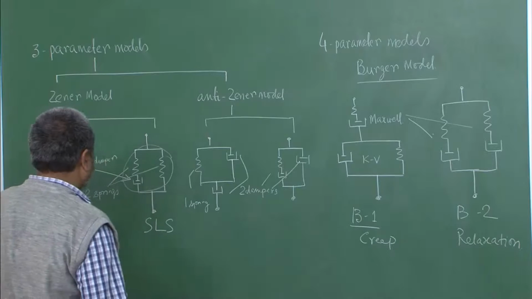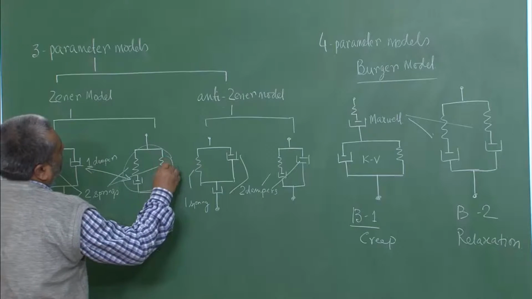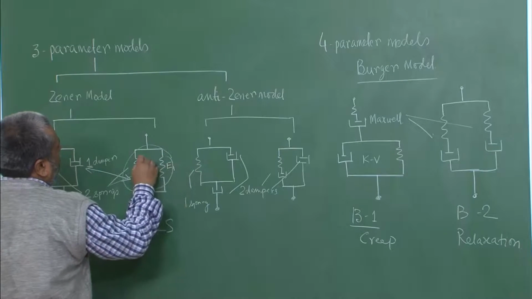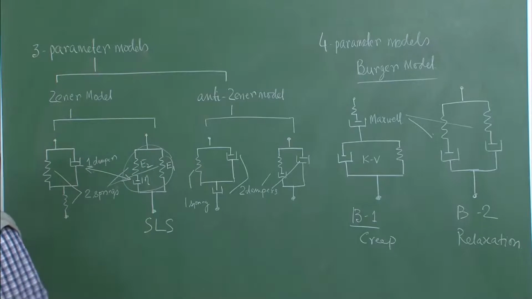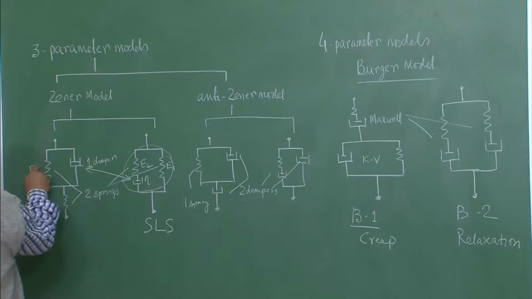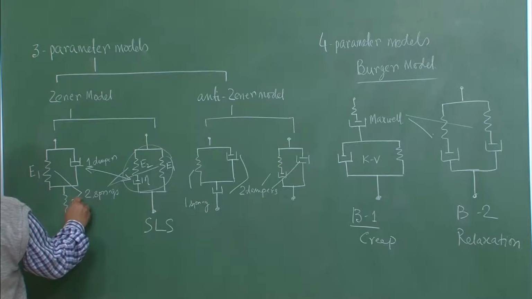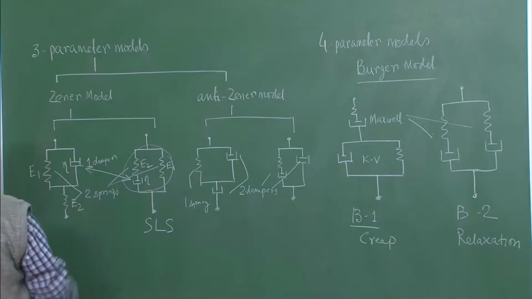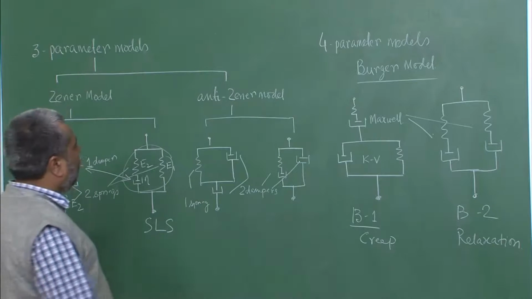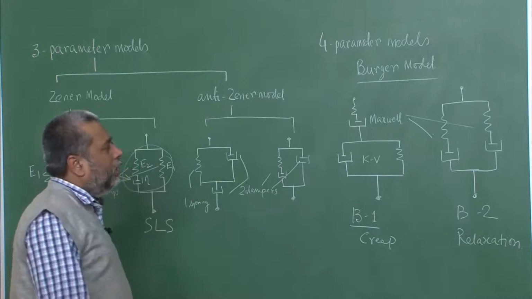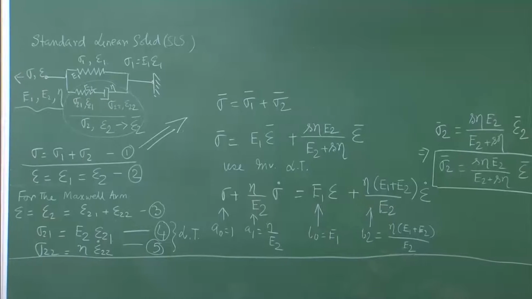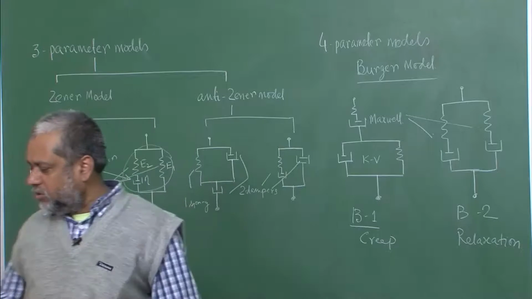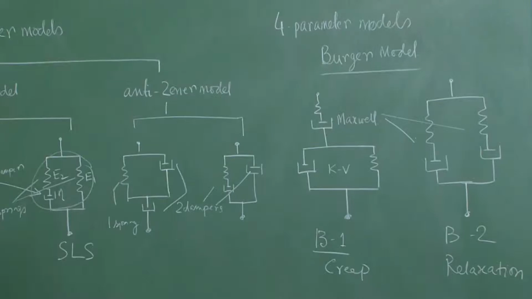So, that means in this case all you have to know is this E1, this E2 and this eta. Similarly, for the other models you can do the same thing and find it out just by using this technique, E1, E2 and eta, and you can also carry it out for all other anti-Zener models and 4 parameter models. I have just shown how to do it for one of the Zener models, that is the standard linear solid model.